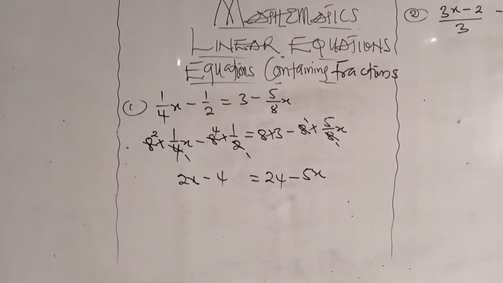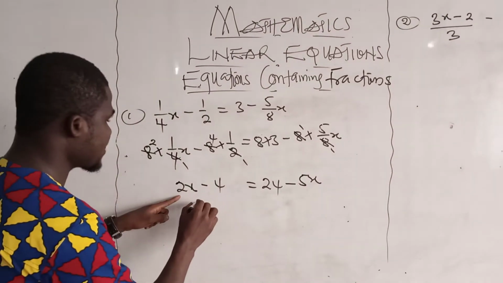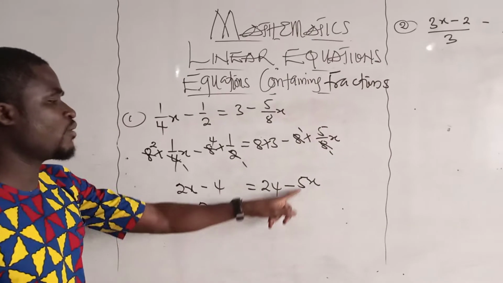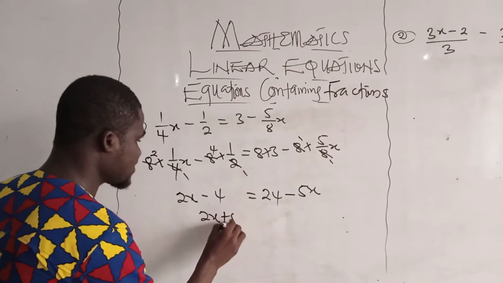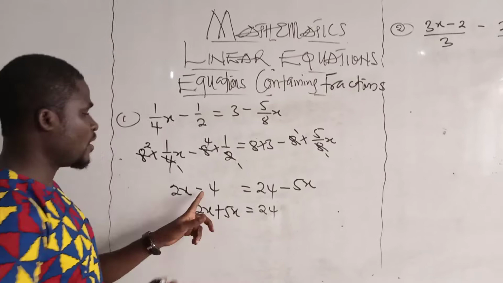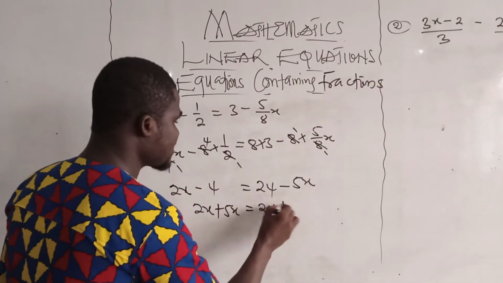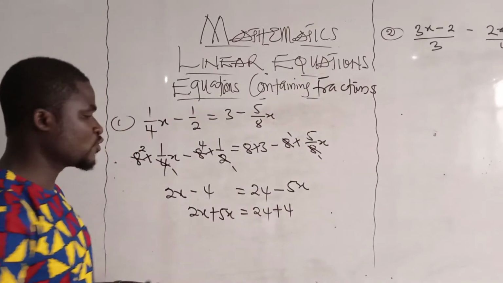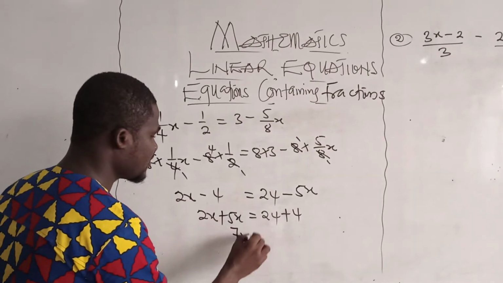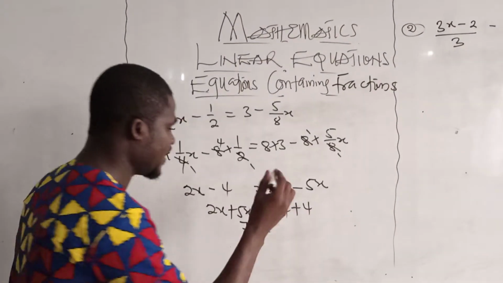Good. So our next step is to group like terms. So we are going to have 2x. Now this is negative 5x. When it's crossing the equal sign, we are going to have positive 5x equals 24. Now this is negative 4. It's crossing the equal sign. We are going to have plus 4. We are going to add them. 2x plus 5x will give us 7x. 24 plus 4 will give us 28.